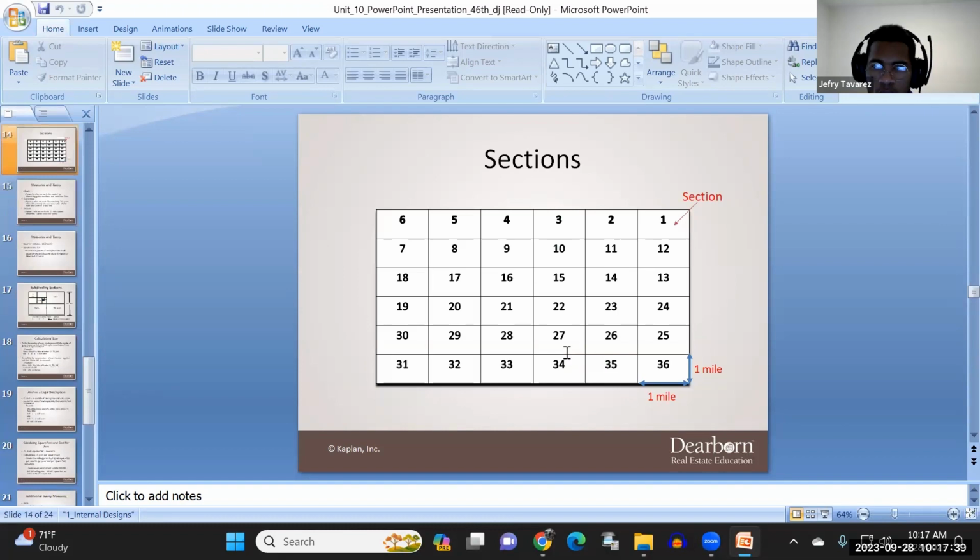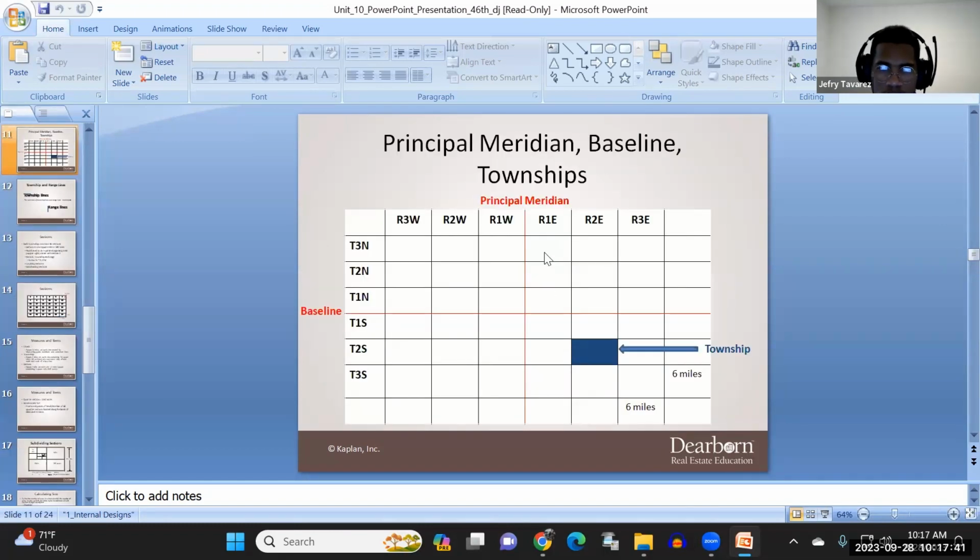So, okay, let me show you. So T1S, right? This is how it would look on the map, like how you're looking. So this is T1S, R1W is here. So it would be this block, right? Now inside of this block, there's going to be 36 blocks. Remember, numbered like this: 1, 2, 3, 4, 5, 6, 7, 8, 9, 10, 11, 12, right? So for example, T1S, R1W is here for that description.